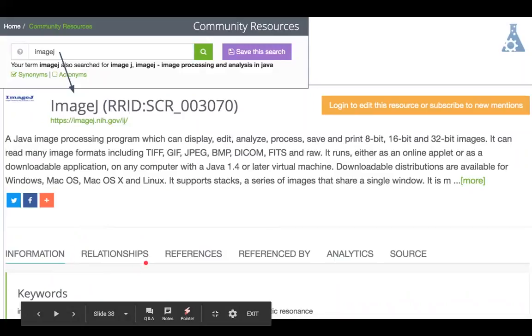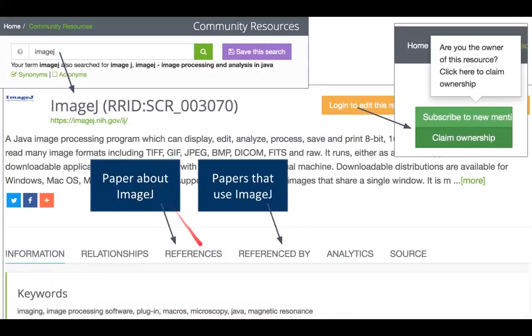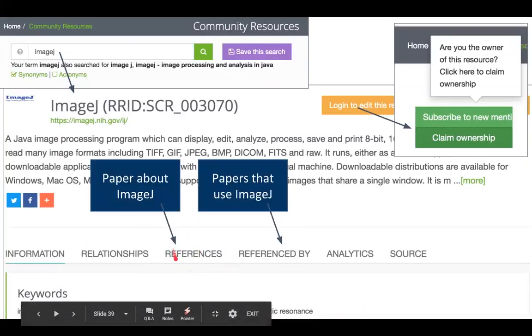There are some relationships to other resources. And then if there's a paper about ImageJ, which there are now several, although there were many, many years where there was no paper about this tool, that would be listed here. And then if papers, yes, Maryann?